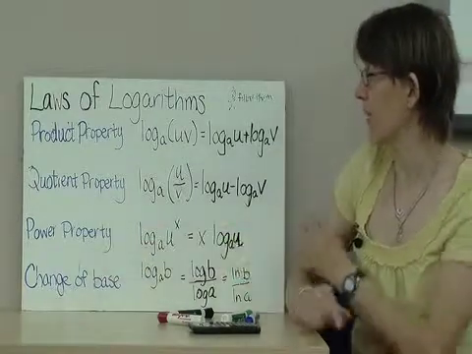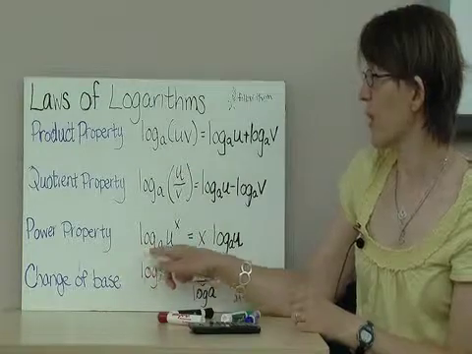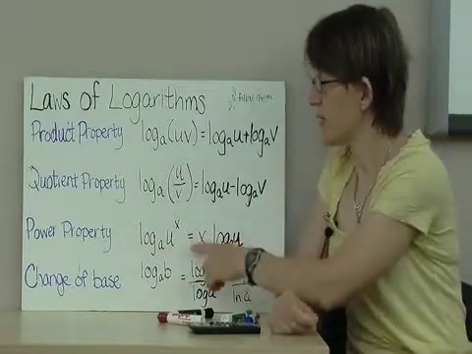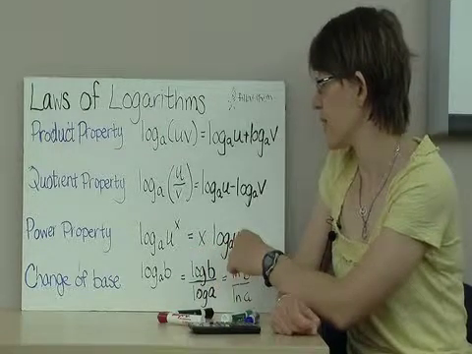The power property of logarithms tells us that log to the base a of u to the x power is equal to x times log to the base a of just u.